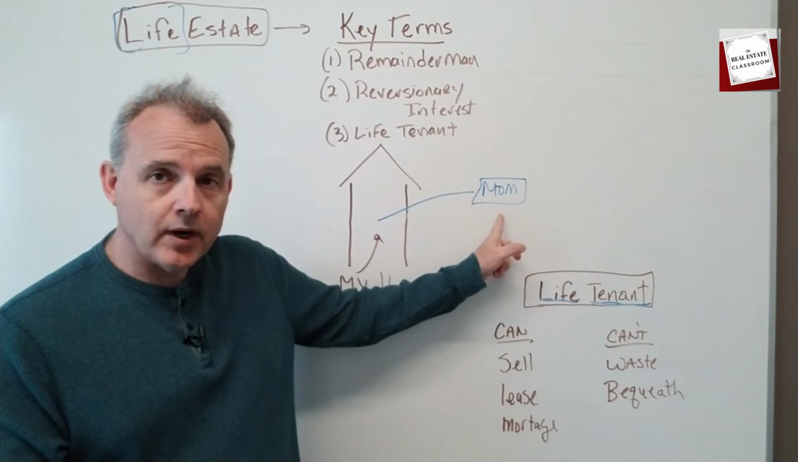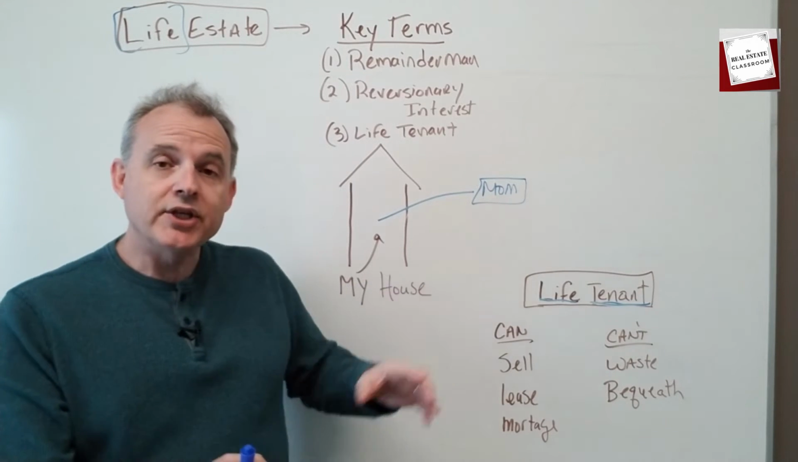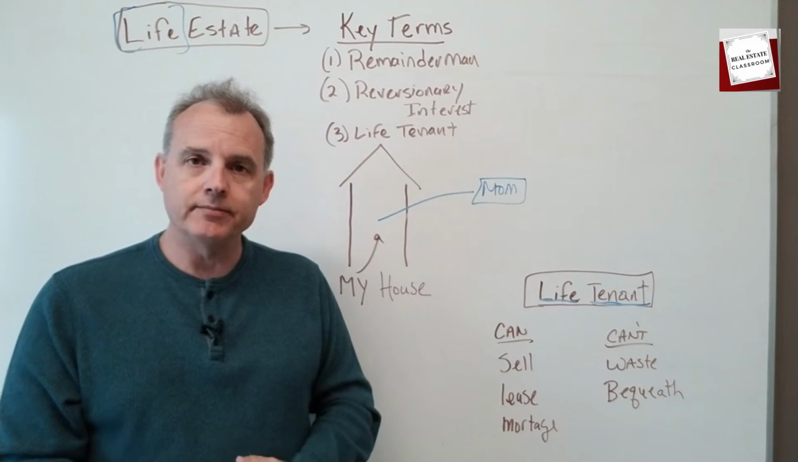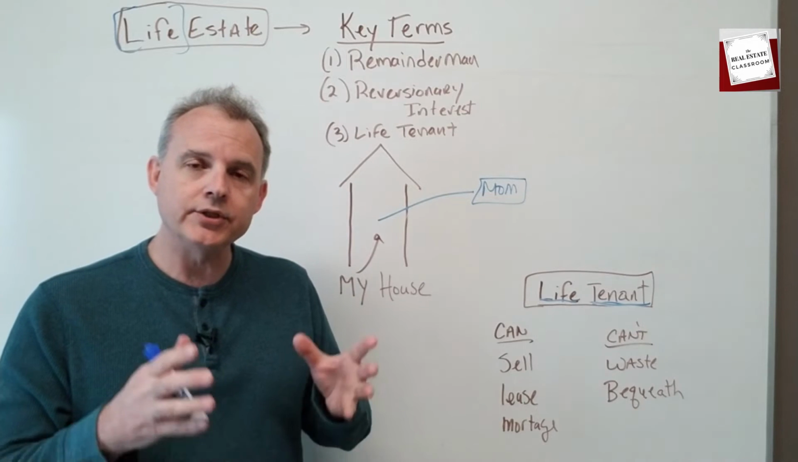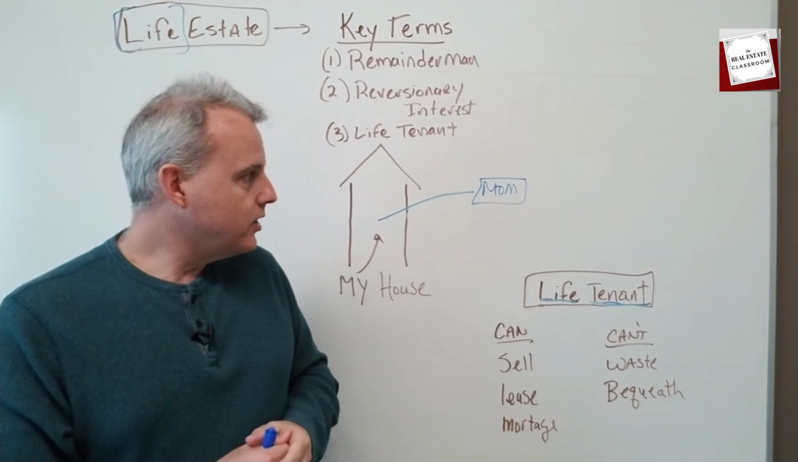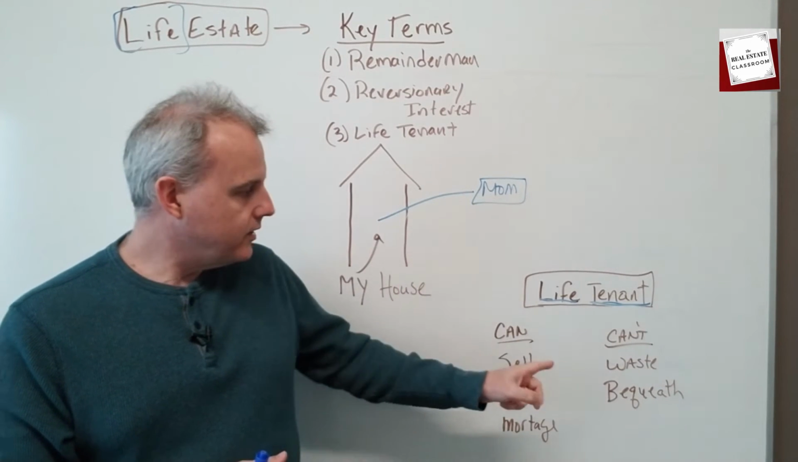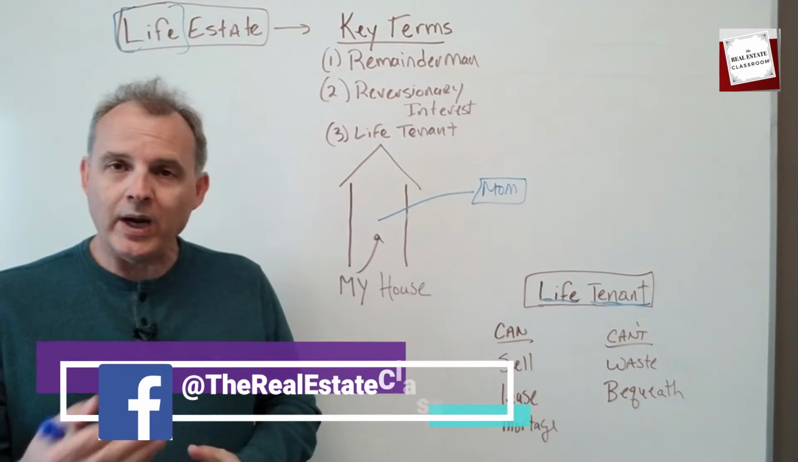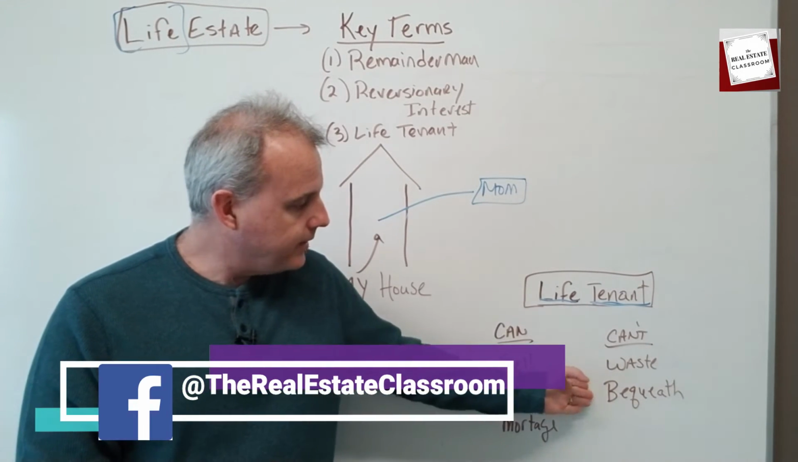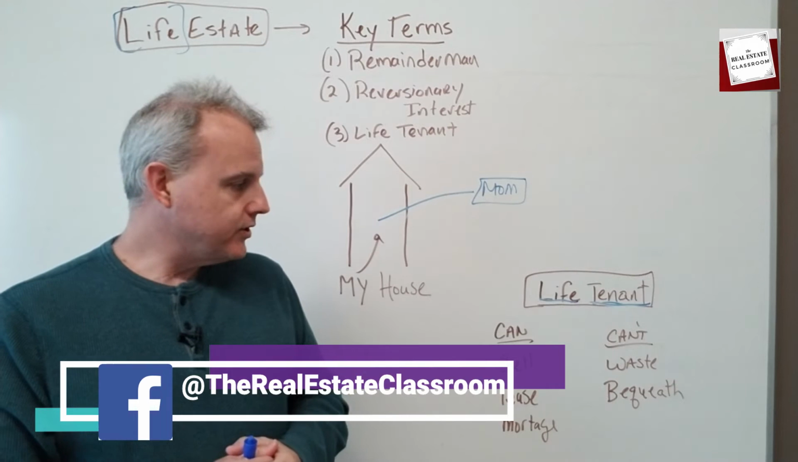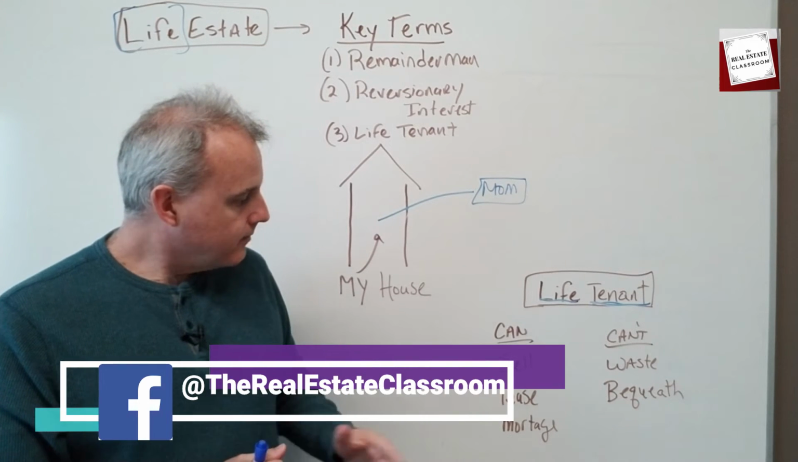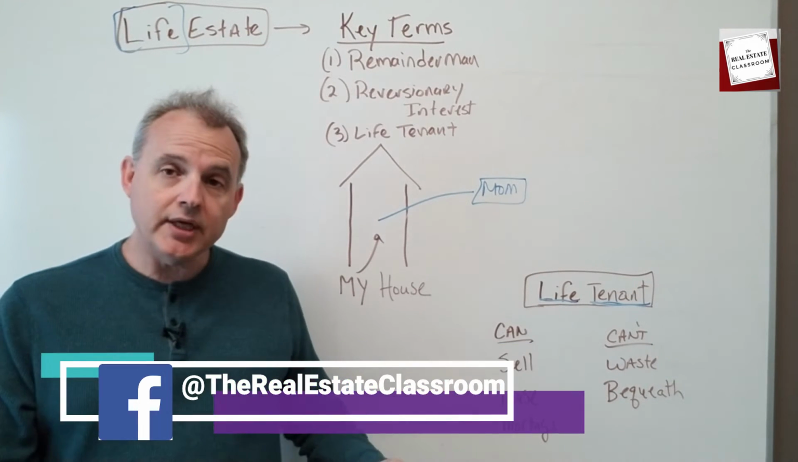Mom owns the property, but she only owns it. She doesn't have absolute ownership. She doesn't have fee simple absolute. She only has a life estate. So that restriction that's in there prevents her from wasting the property or bequeathing it to anybody such as her heirs. But she can sell it, she can lease it, and she can mortgage it.